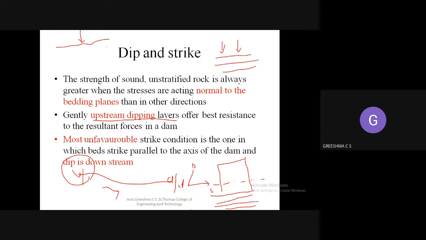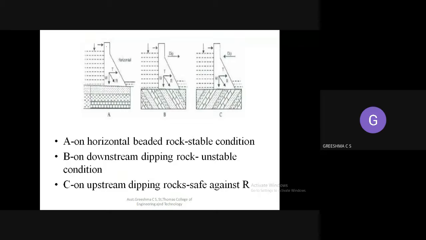We know that the most favorable condition is unstratified rock. Unstratified rocks are a very good condition, but we also choose stratified rock for the construction of the dam. We just have to be more careful in the construction of the dam. Here in this picture, it is a horizontal bedded rock. In this case, it will be a stable condition.